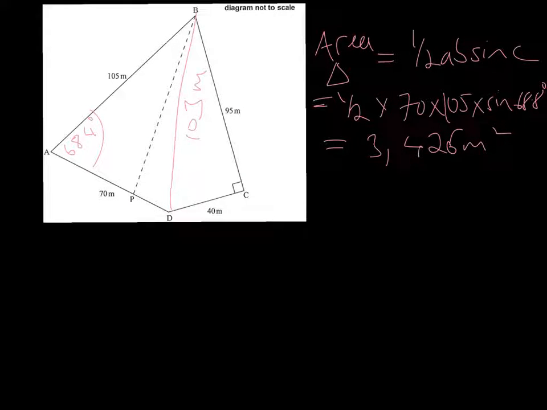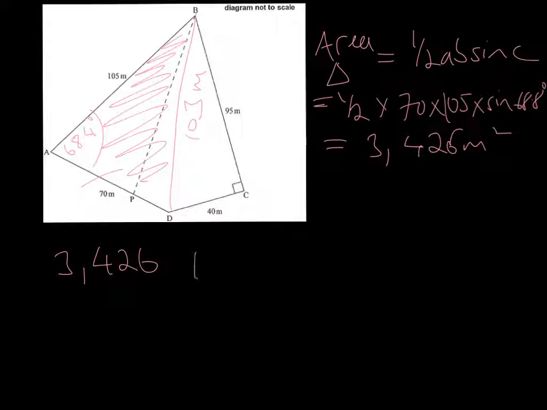Continuing on with part D then, we are asked to find the area of quadrilateral ABCD. So that's the whole area here. Now, we have just found out the area, this area here. So all we need to do to find the area of quadrilateral ABCD is just to find the area of this triangle here. So once we've found that, we can add it to this area.